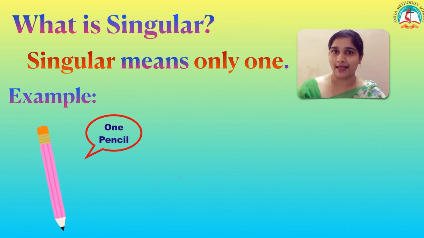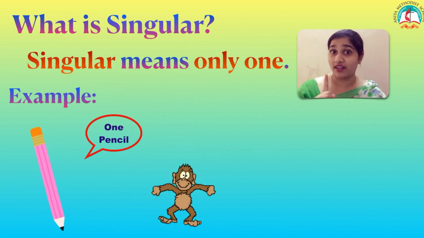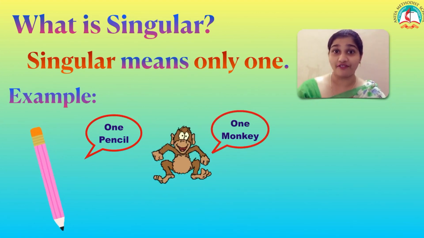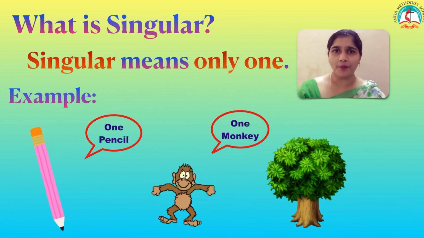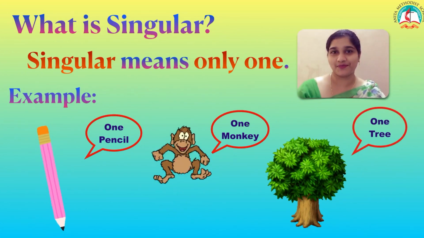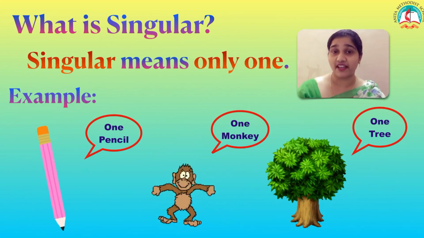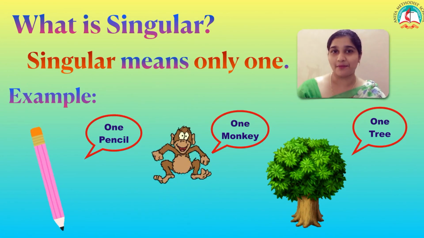Here is another example. How many monkeys do you see there? Only one monkey and it's jumping. So it is another example of singular. Here is another example. How many trees do you see in this picture? Only one tree. So in these examples, you observe that I have specified only one particular thing. So these are the examples of singular.